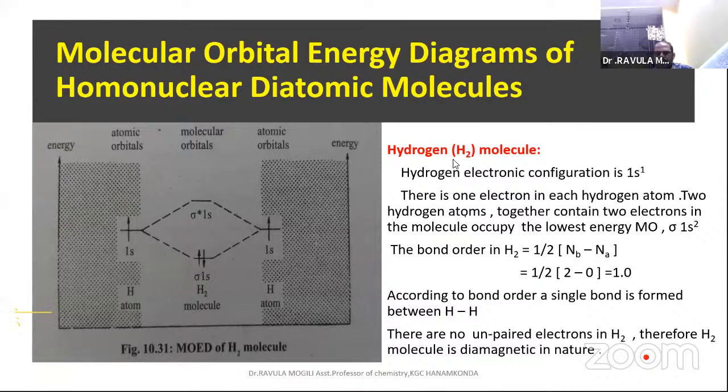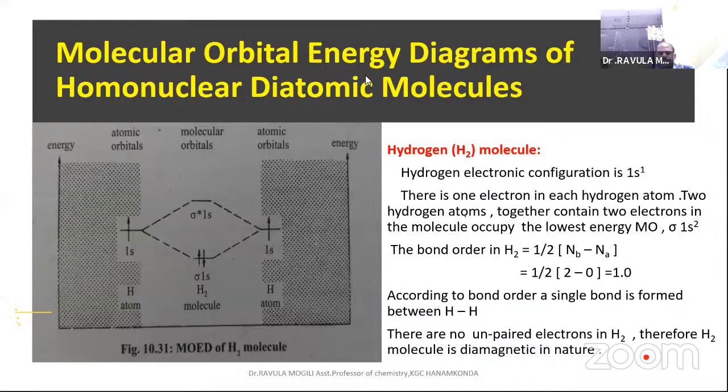You see here the hydrogen molecule. Hydrogen's electronic configuration is 1s1. For the 2 hydrogen atoms, how many electrons are there? 2 electrons, one in the 1s orbital of one hydrogen atom and another in the 1s orbital of the other. These 2 electrons are filled in the sigma 1s orbital, which is a bonding orbital. So bonding electrons are 2 and anti-bonding electrons are 0. Therefore, bond order is equal to 1, so a single bond is present between the 2 hydrogen atoms. It has no unpaired electrons, so it acts as diamagnetic in nature.